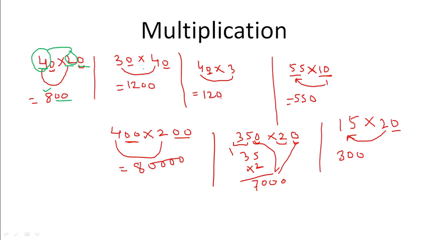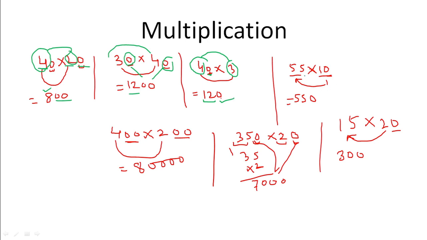Okay. Similarly, 30 into 40. So we will forget these two zeros. 4 threes are 12. Now take these two zeros as they are. So 1200. Similarly, 40 into 3. We multiply number by number. 3 into 4, 12. How many zeros were there? 1 zero. We use zeros like this.